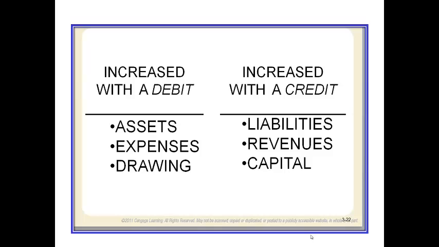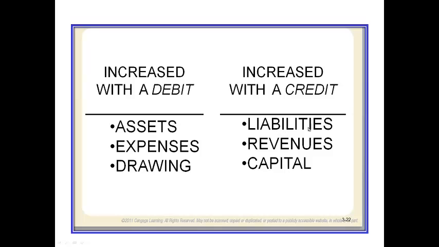Now, there are 3 account types that are increased with debits and 3 account types that are increased with credits. Assets, expenses, and drawing are all increased on the left side with the debit. Liabilities, revenues, and capital are all increased on the right side with credits. My advice to you when you're learning your debits and credits is to learn the 3 accounts increased with credits. Then you know everything else goes up with a debit.